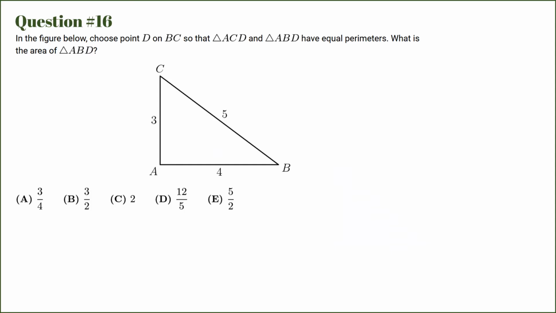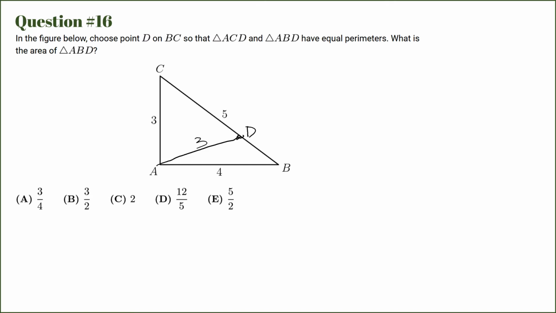Question 16 states, in the figure below, choose point D on BC so that triangle ACD and triangle ABD have equal perimeters. What is the area of triangle ABD? Okay, so let's draw that. Let's say this is about isosceles, so this is also 3. So this point would be labeled D.